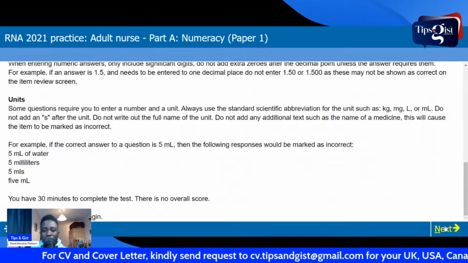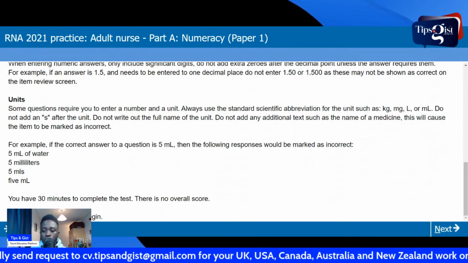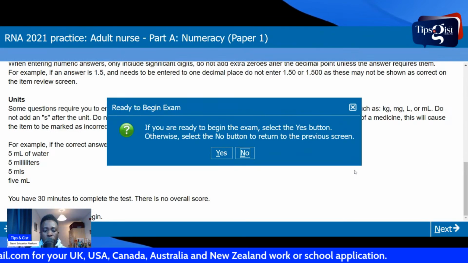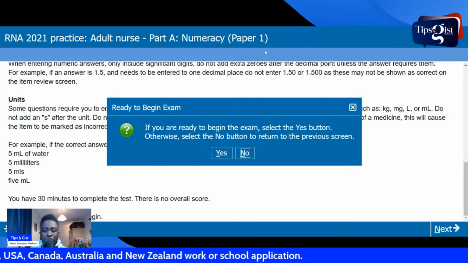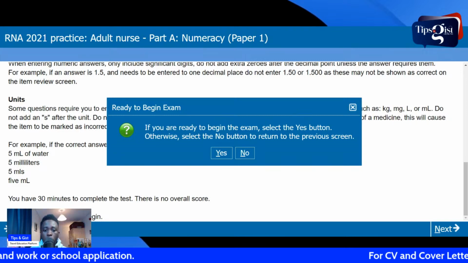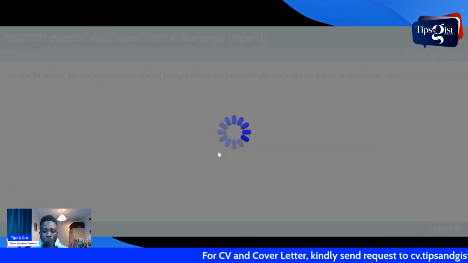After that, you click on next. I don't know if you can see the next over there, right? Next is over there. Okay. So you click on that next, then it takes you to the next session. So they ask you if you are ready to begin the exams, select yes. Otherwise, you are supposed to select no to go to the previous version. So we are ready to do the exams tonight. Okay, so I click on yes.